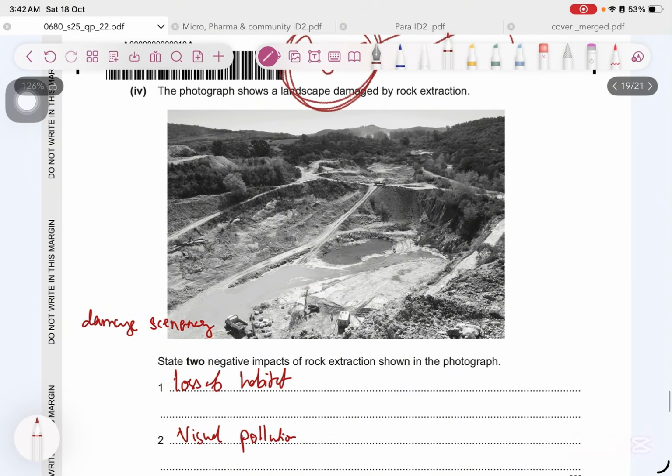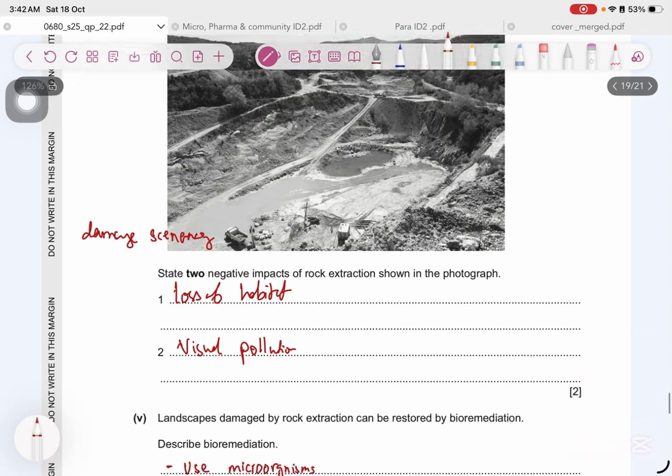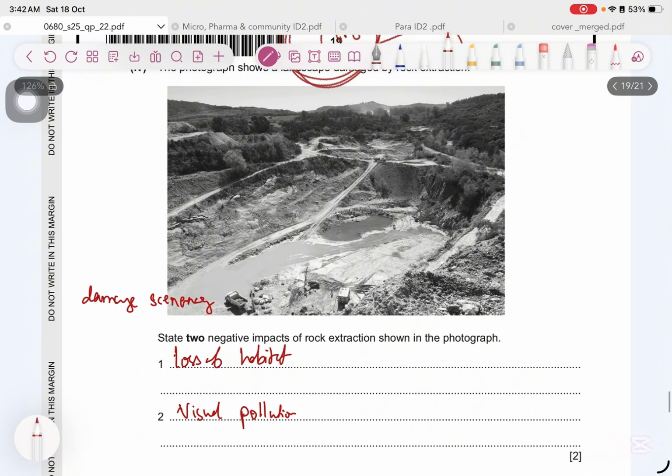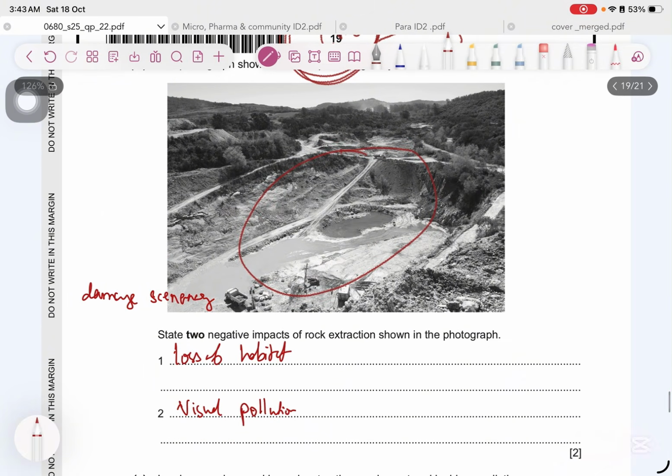The photograph shows a landscape damaged by the rock extraction. This was the mine, obviously. State 2 negative impacts of rock extraction shown in the photograph. You're going to find no trees here, okay? Since we mentioned no trees, we have to say deforestation or loss of habitat. And when we mention loss of habitat, you have to mention loss of biodiversity. Okay? Next, we get visual pollution because you damage the scenery.